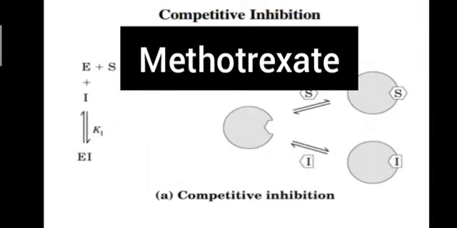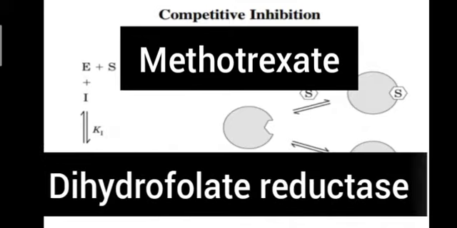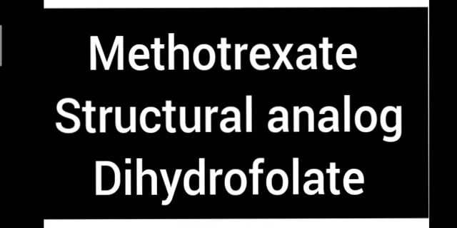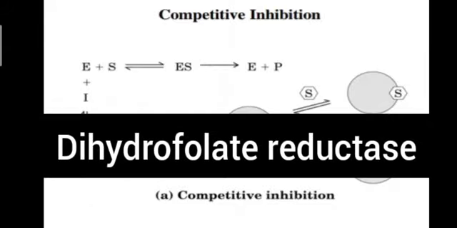Similarly, methotrexate is a potent competitive inhibitor of the enzyme dihydrofolate reductase, which plays a role in biosynthesis of purines and pyrimidines. Methotrexate acts as a structural analog of dihydrofolate, a substrate for dihydrofolate reductase.